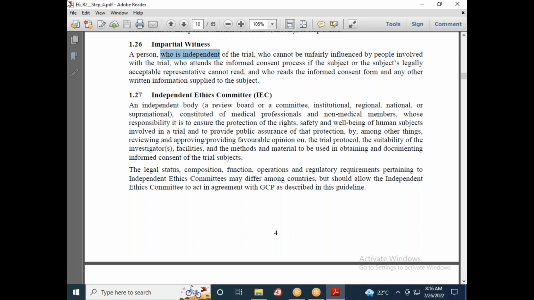Likewise, they will give audit points. Based on those audit points, you have to make corrections and finalize the protocol. Once the protocol is finalized and you have approval from the IEC or IRB, you can start conducting the clinical trial. Is that fine? Right.